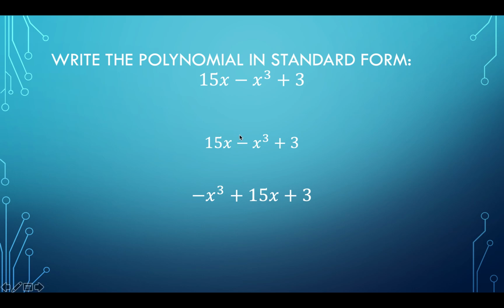So the 3 is in the correct spot, but the 15x and the minus x cubed are not in the right spot. So we've got to rearrange them. We're not going to be adding x cubed to bring it over here. You're just simply going to move it, like switch spots. So our final answer would be negative x cubed plus 15x plus 3. Remember, if there's no sign in front, it's understood to be positive. Because there's a negative sign here, it's a negative.